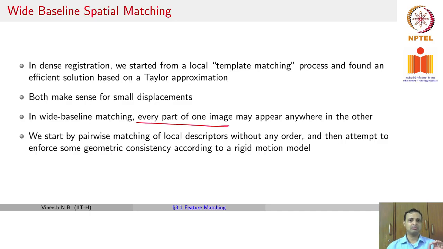You could have a corner point that was lying in the top left of one image and the bottom right of the other image, and we still want to be able to match these points across these images. How do we go about this?